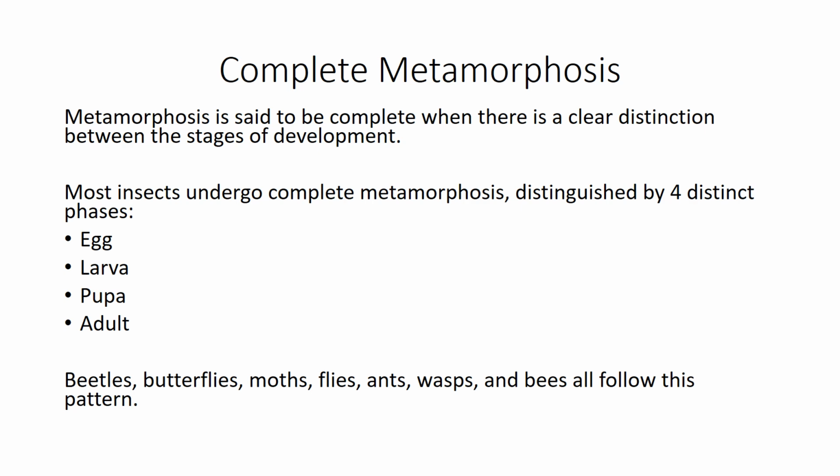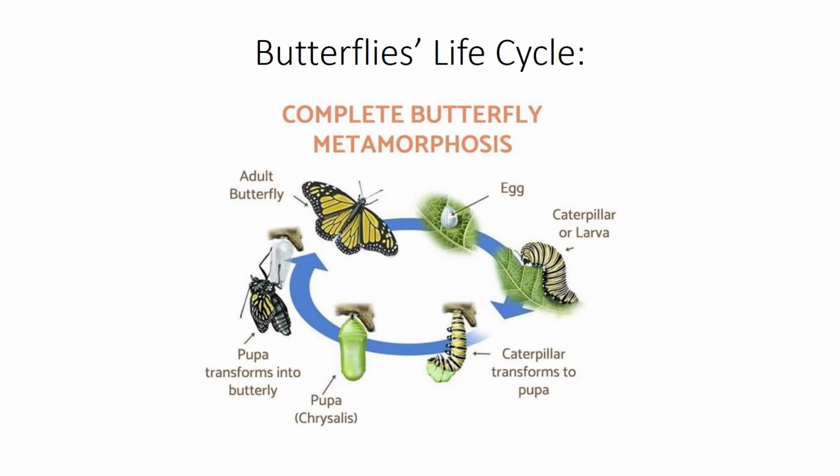Beetles, butterflies, moths, flies, ants, wasps, and bees all follow this pattern. The butterfly's life cycle is a complete metamorphosis. Study the diagram below to see the changes that occur during the butterfly's life cycle.